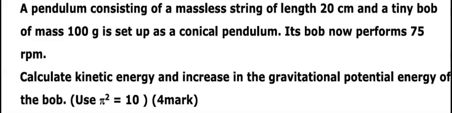Hello, student. Let's go for one more question here. A pendulum consisting of a massless string of length 20 centimeter and a tiny bob of mass 100 grams is set up as a conical pendulum. Its bob now performs 75 rpm, that is rotations per minute. It is not rotations per second, that would be in hertz. It is rotations per minute.